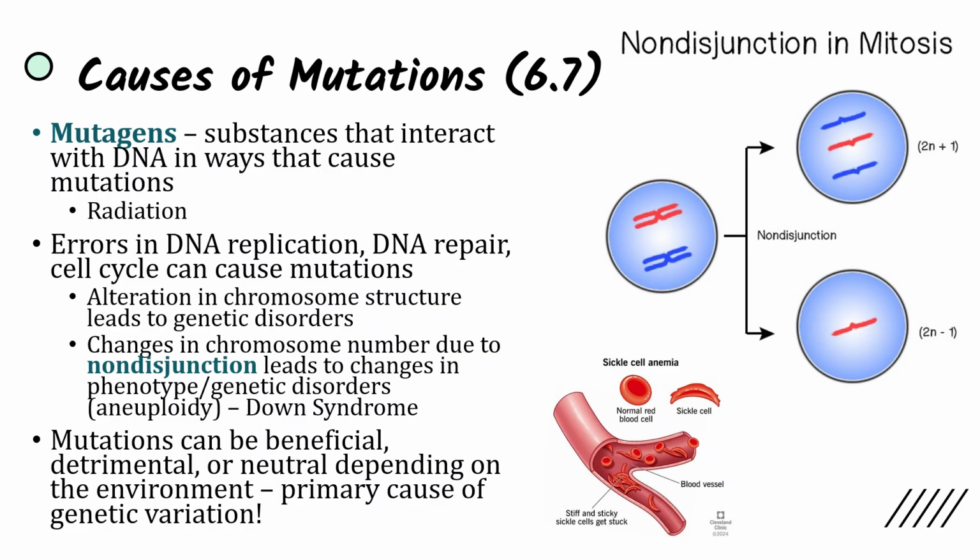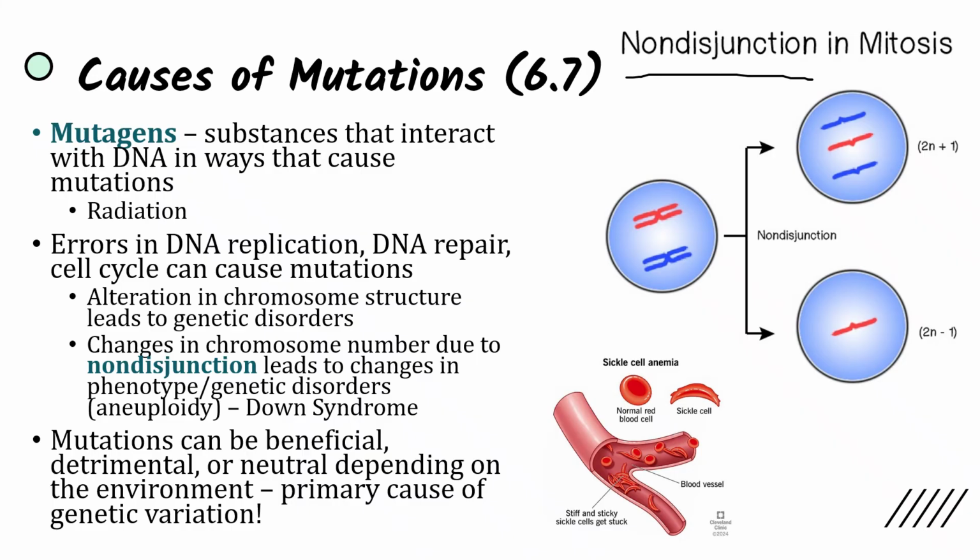And mutations are caused by mutagens, which are substances that interact with DNA in ways that cause mutations, such as radiation, but also errors in DNA replication, errors in DNA repair, errors that happen during the cell cycle. And so an alteration in chromosome structure can also lead to genetic disorders. And here we're talking about non-disjunction, which is when chromosomes do not separate. There's changes in the chromosome number of the cell. And what happens as a result of non-disjunction, where chromosomes don't separate correctly during anaphase, is we end up with cells that have more chromosomes and fewer chromosomes than are necessary, and that can severely screw up the DNA.